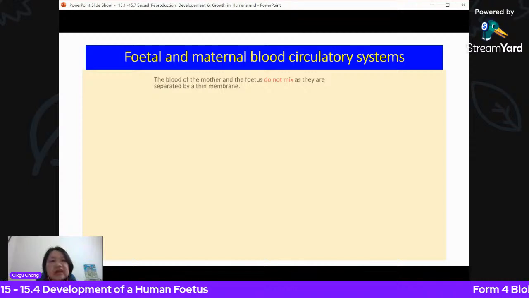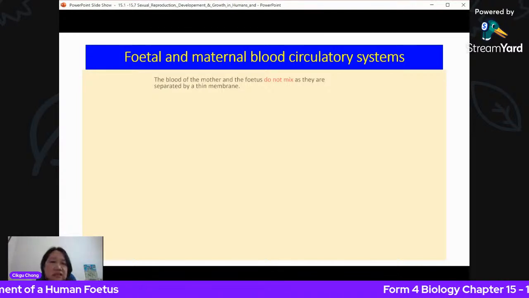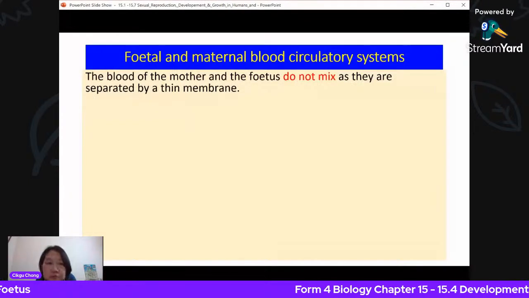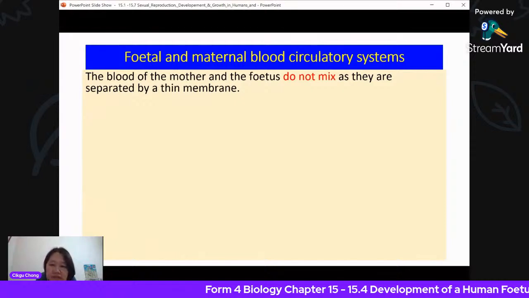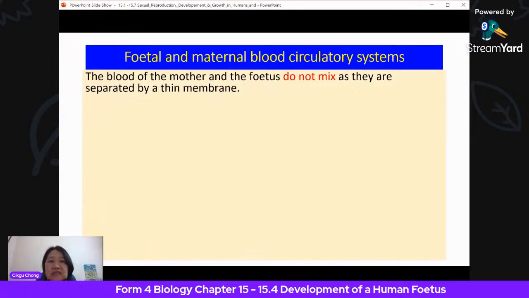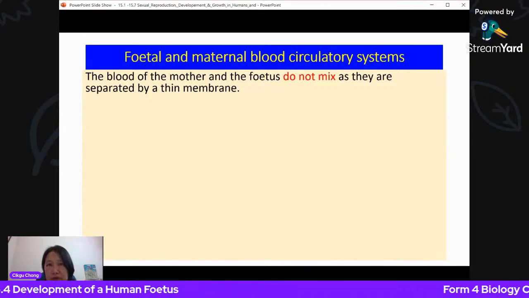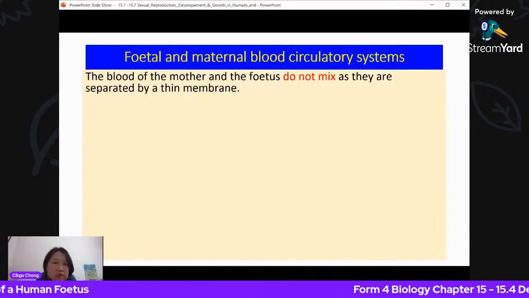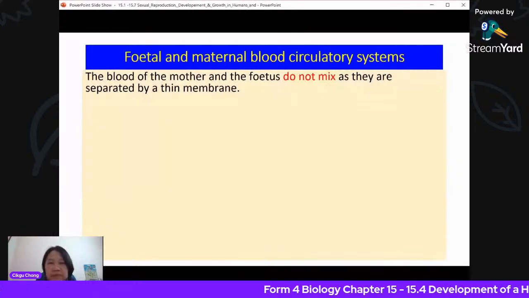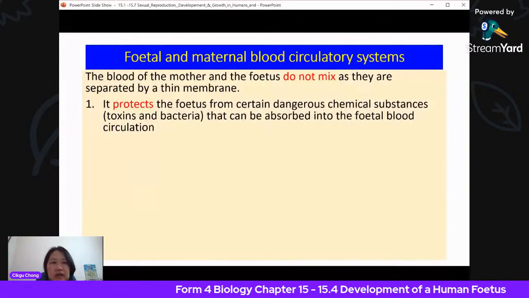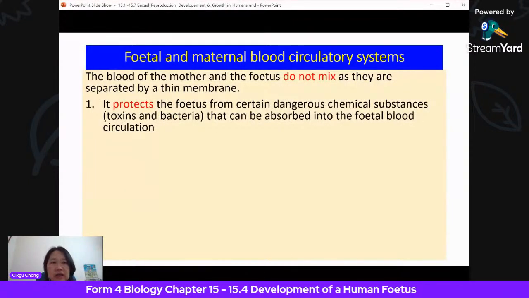So here let's look at why it's important for them not to mix. The blood of the mother and the fetus do not mix as they are separated by a thin membrane. The membrane here is the membrane of the capillary of the baby's blood. And also on the mother's side, you will have the membrane there. It protects the fetus. Importance: why do they not mix?